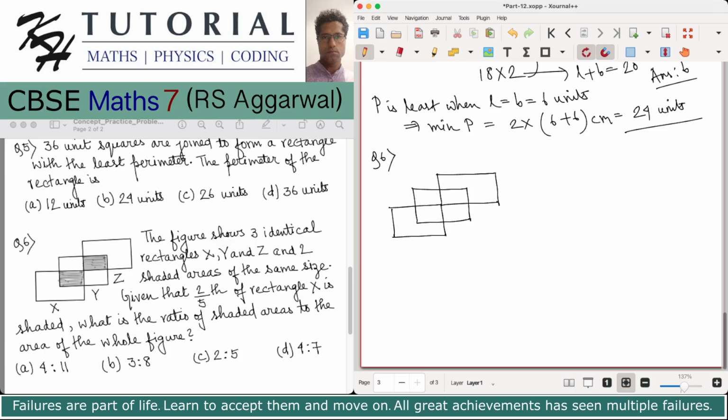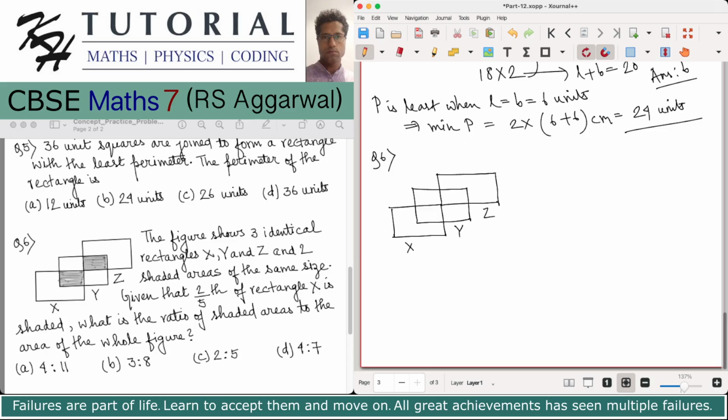Let's give names to the vertices or to the intersecting points so that we can refer to the regions. So this is rectangle X, and this is Y, and this is Z. Given that two-fifth of rectangle X is shaded, what is the ratio of shaded areas to the area of the whole figure?